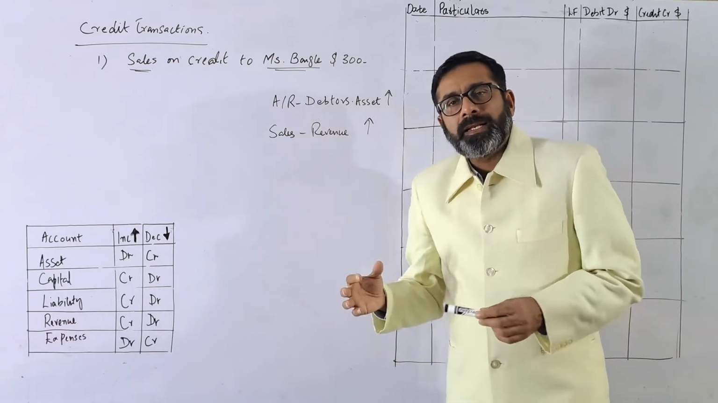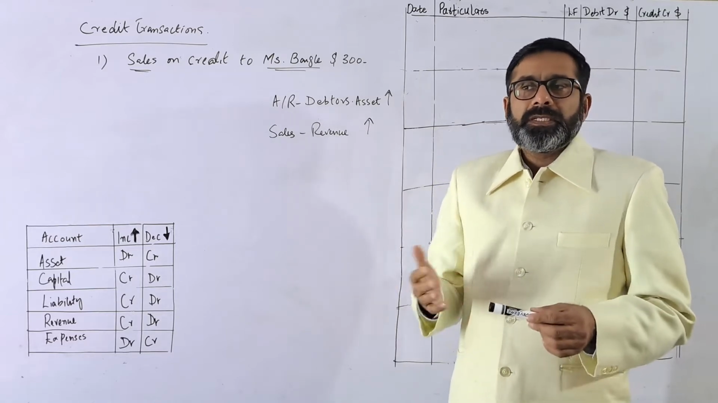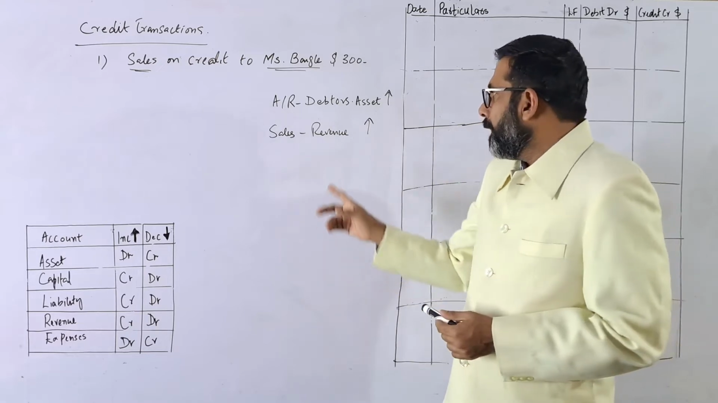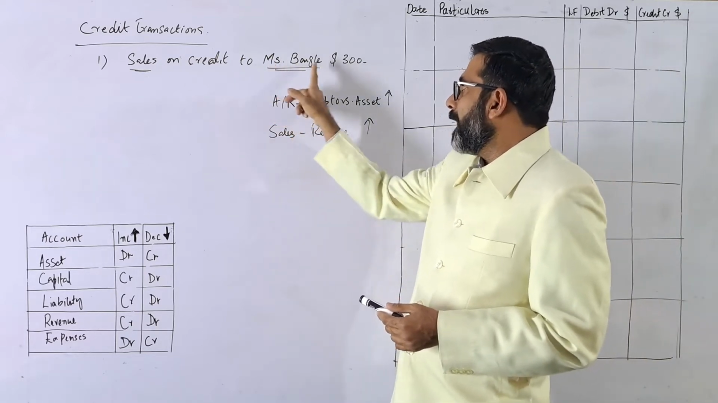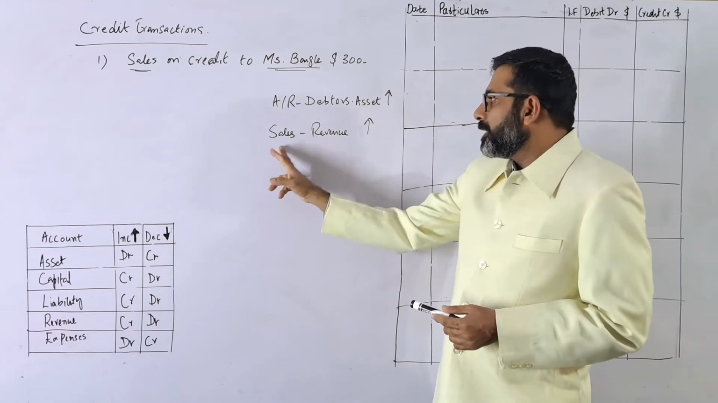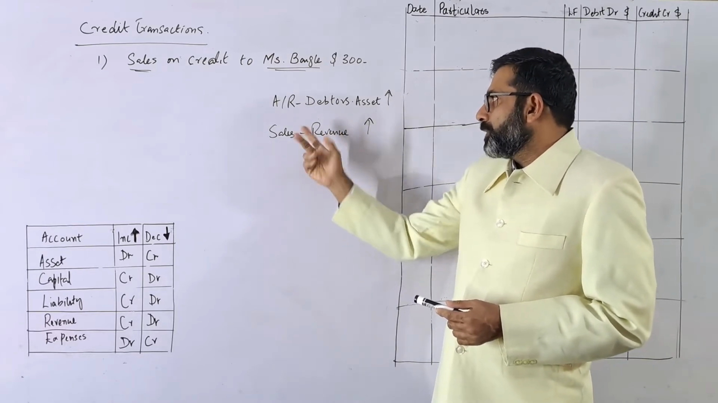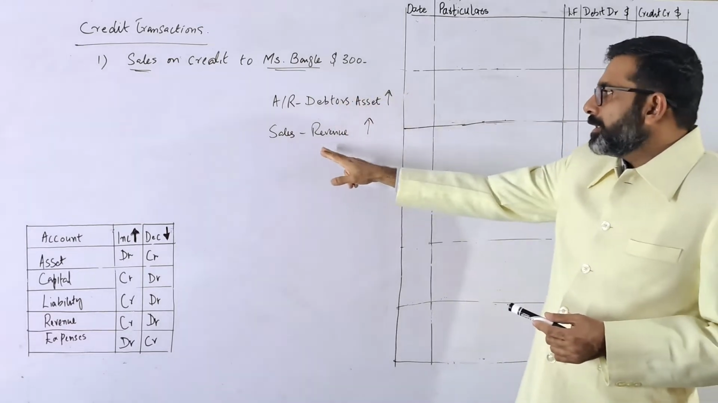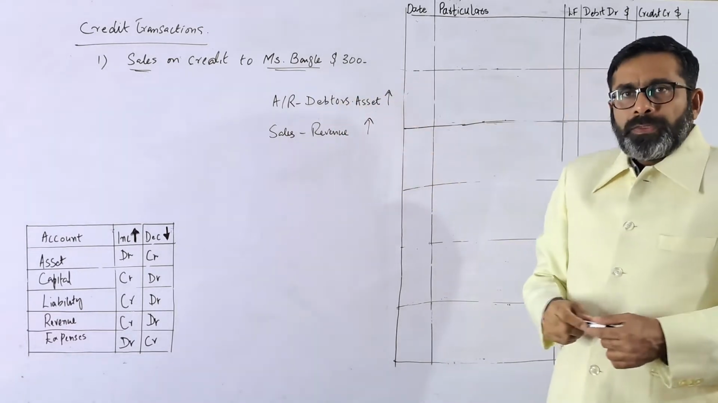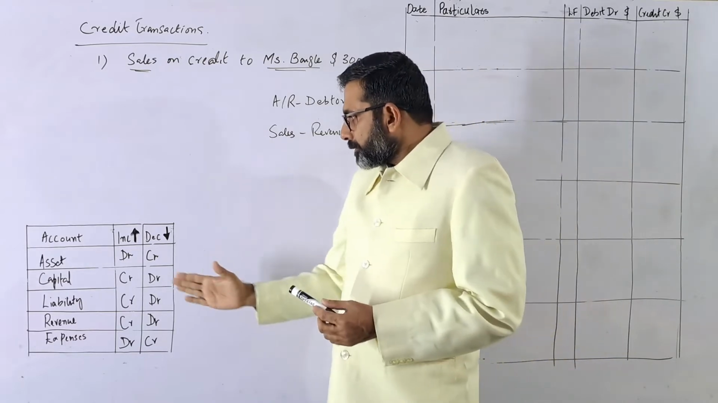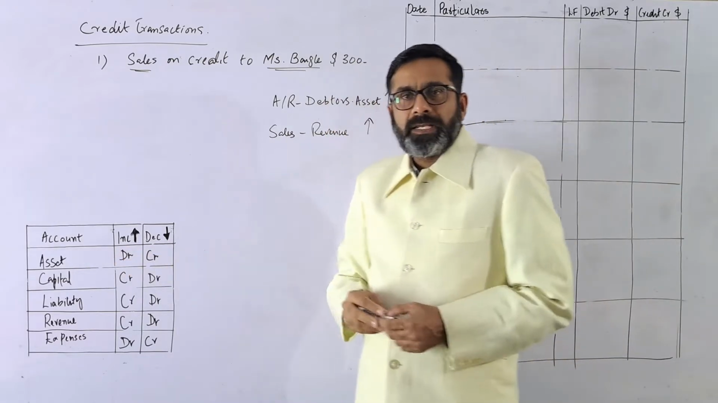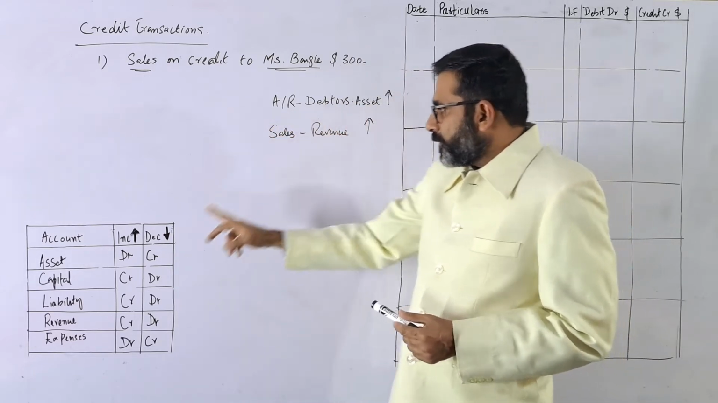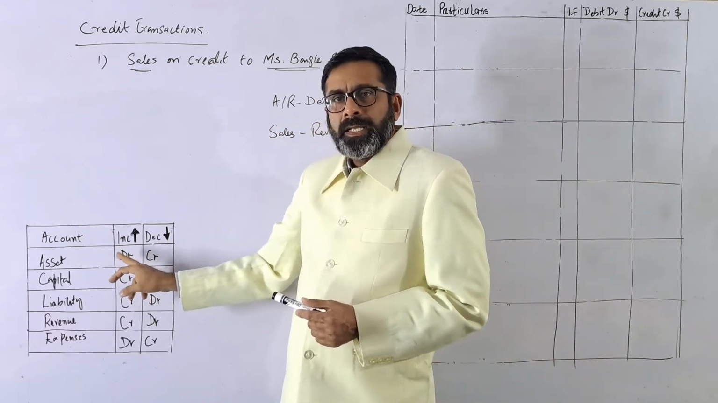The credit terms are like 5 days, 10 days, 20 days, depending on the transaction, as agreed with the customer. Now the customer name is Mr. Bengal. The second thing is the sales or the revenue. So account receivable is the asset that is increased, and the sale is the revenue that is increased. Now we have to see what the debit and credit effects are. First of all, account receivable is the asset. An asset increase is the debit.